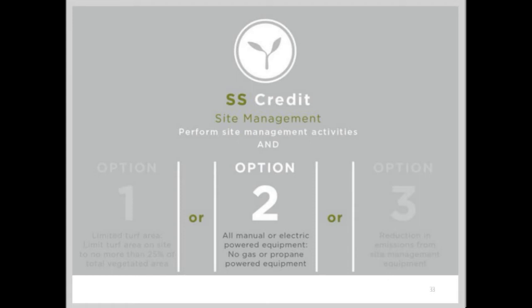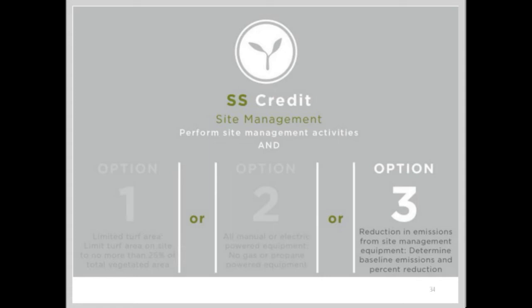Option 2 is to use all manual or electric-powered equipment in all site management operations. All equipment used on-site, including equipment owned by vendors and stored on-site, must be considered. This is another possible question. For the project to be eligible for option 2, no fossil fuel-powered equipment may be used on-site. Replacing equipment, such as gasoline-powered equipment, may be necessary for compliance.